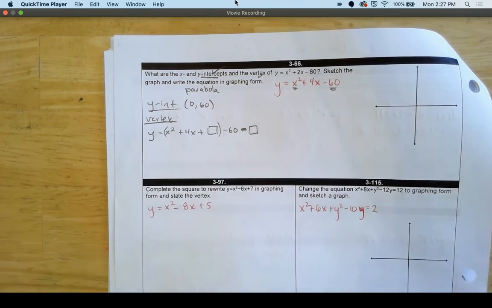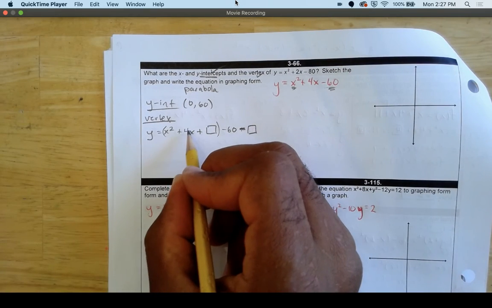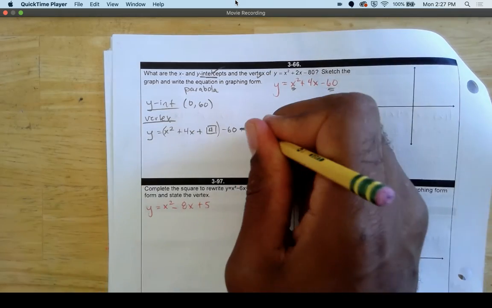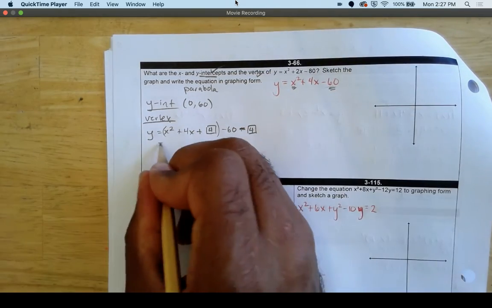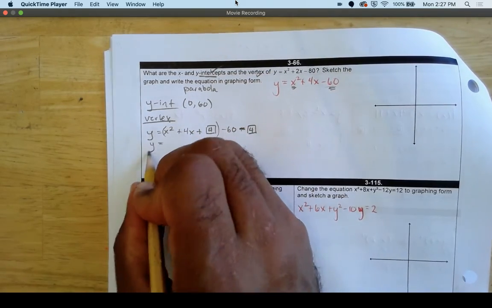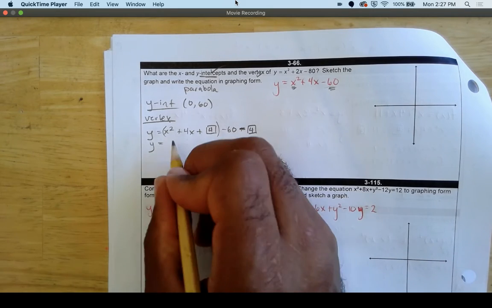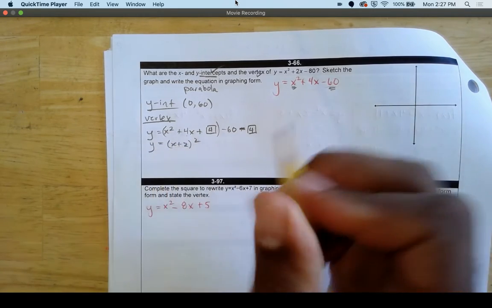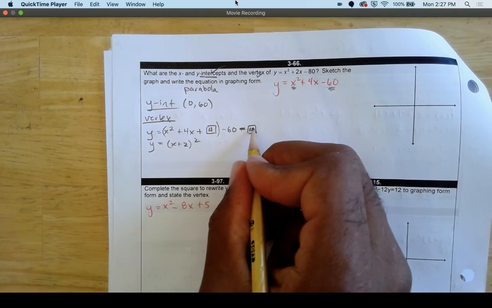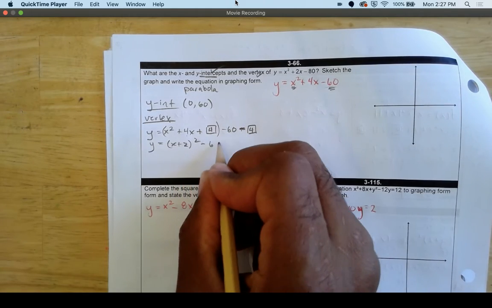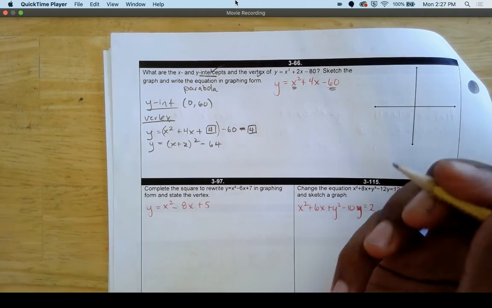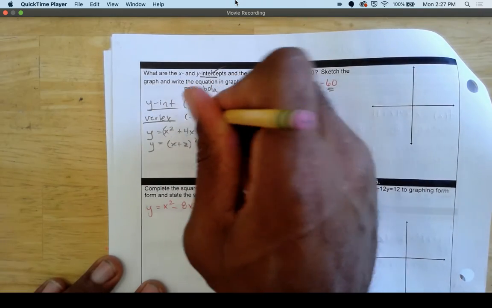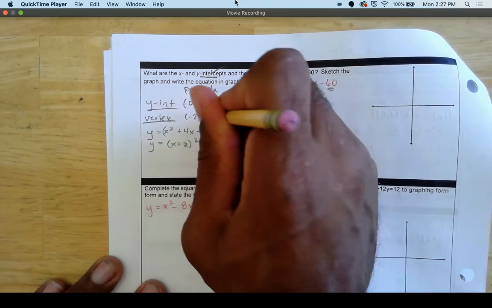Now here, if I complete the square of 4, it's divided by 2 squared, that's 4. And I also have to subtract the 4. And then I do the quick factor here. Just take half of the b, x plus 2, and then I got negative 60 minus 4, which is minus 64. Okay, so there's our vertex. The vertex is negative 2 and minus 64.